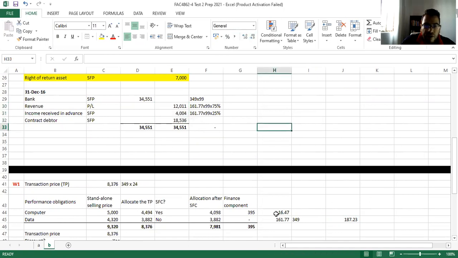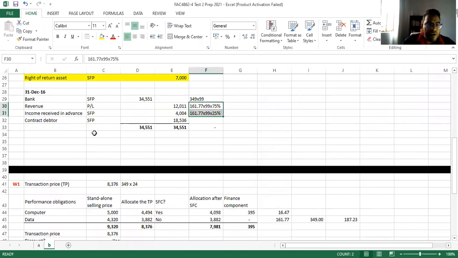Because remember, of the 349, 161 is for data. So therefore, the other portion can only be for the computers, which is only 2 performance obligations. With the 161, we didn't recognize the full 161 in December because only 75% of the service was provided. The other 25% will be provided next month. So just take note. That is why we split this between what was provided and what must still be provided. Okay, so just take note of that.